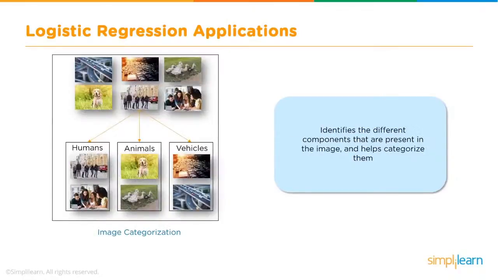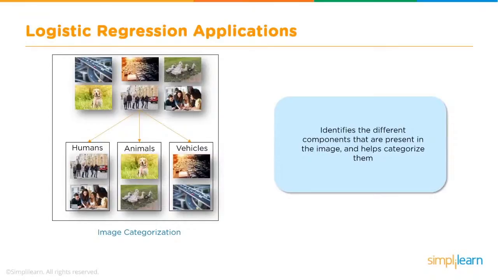A few more examples. Classification of objects. This is again another example of logistic regression. Now here, of course, one distinction is that these are multi-class classification. So logistic regression is not used in its original form, but it is used in a slightly different form.